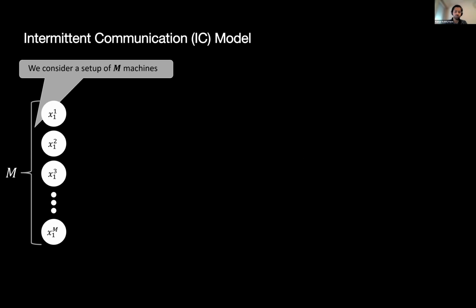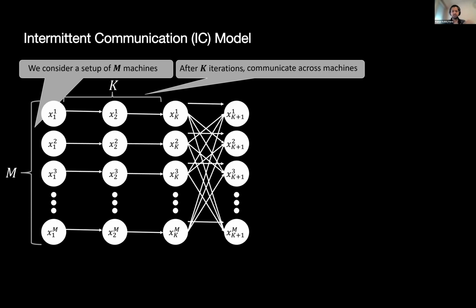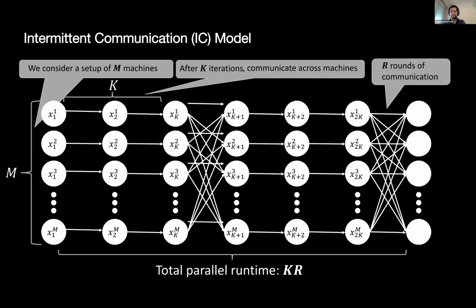Again, to remind you that we are in the intermittent communication model, the way it works is you play the model x_t^m on machine m at time t, and you do this for k iterations. And then you are allowed to communicate. You are somehow allowed to share all the information you gathered during these k time steps with other machines. And you do this for R communication rounds.